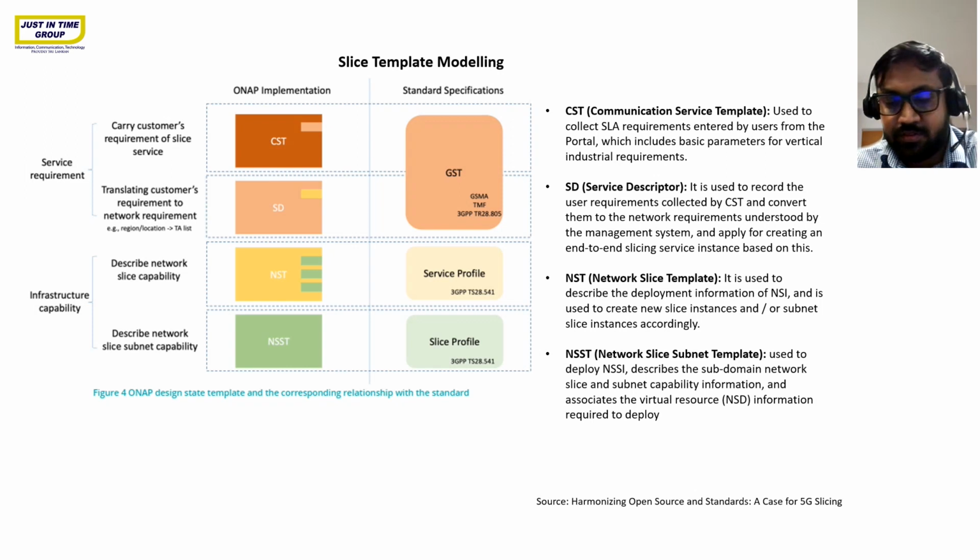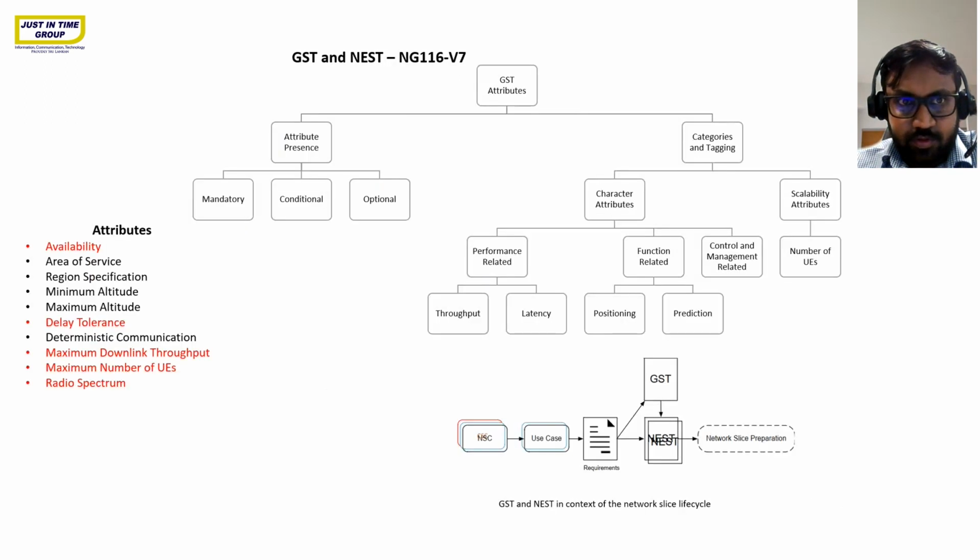This is a slide that I have taken from ONAP. ONAP has their own terminology related to network slice templating and how they can build network slice templates. And there are terms called service profile and slice profile in 3GPP. So we should be able to do that mapping from GST to NEST, service profile and slice profile. This is sort of an overview of how the GST looks.